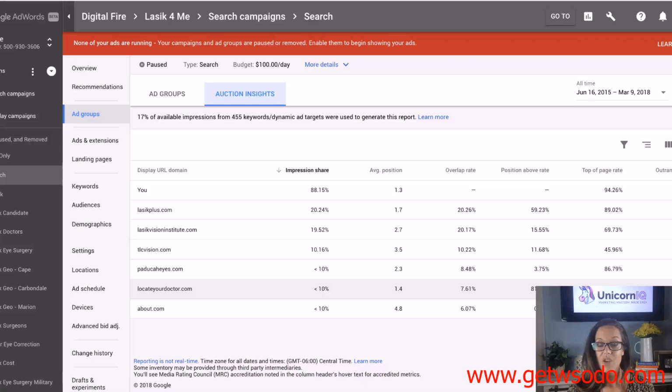So I hope that you can find some valuable information in these auction insights, and that you're able to take that data and put it to some good use.